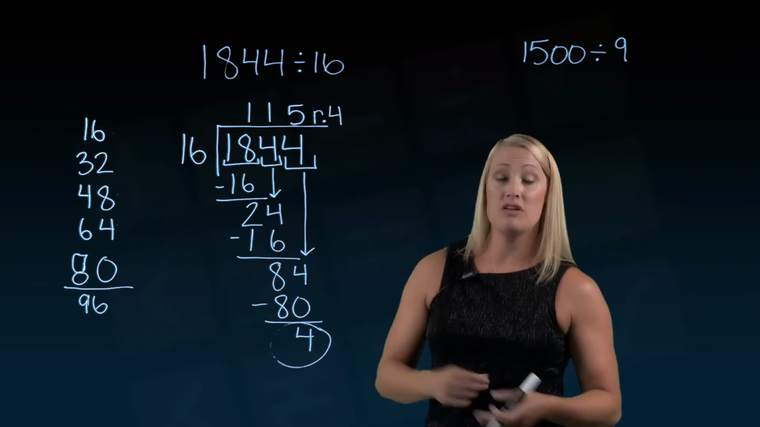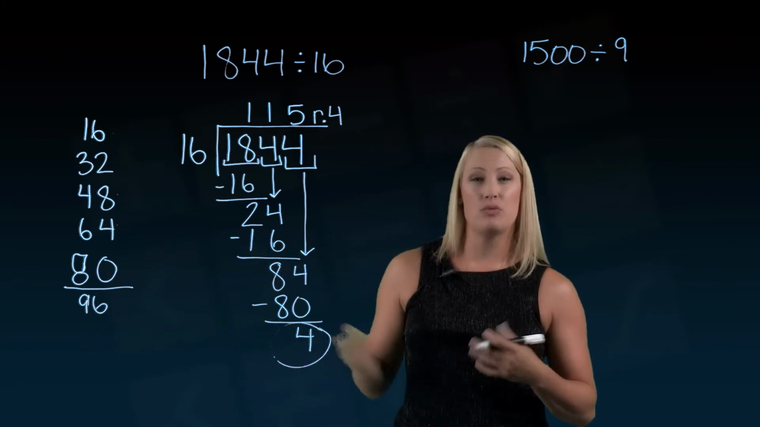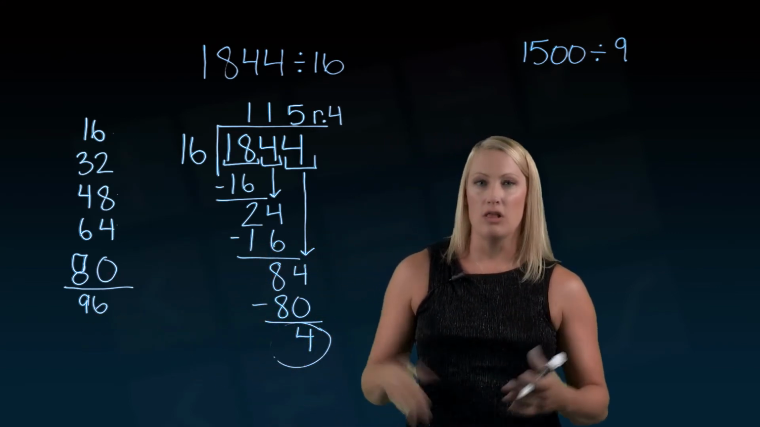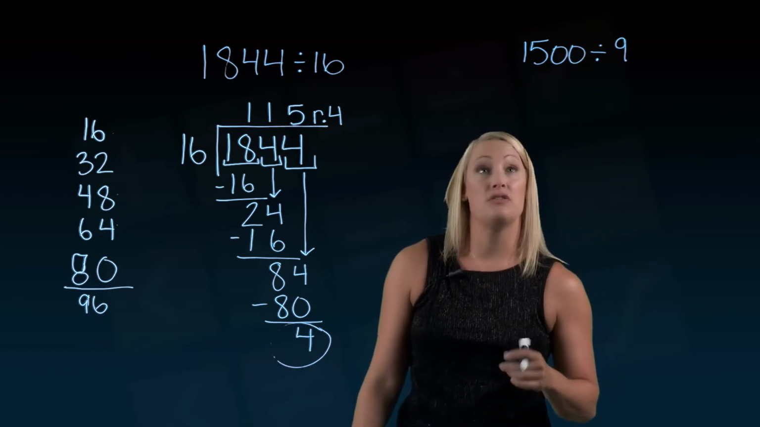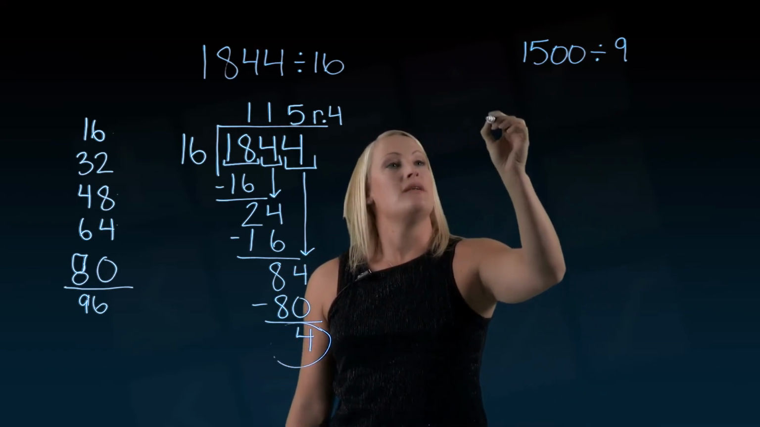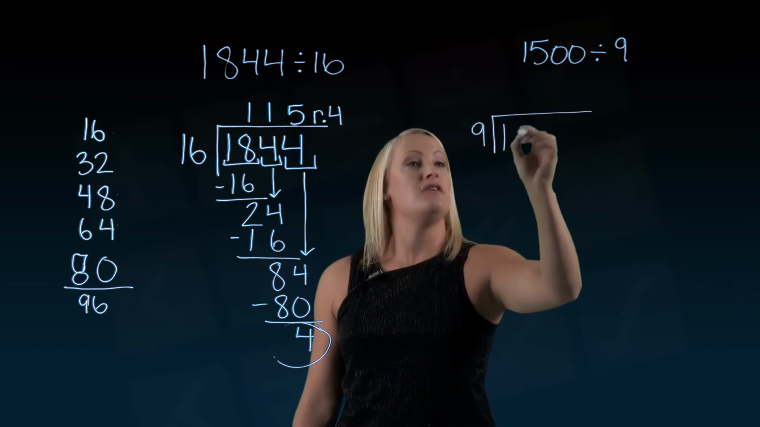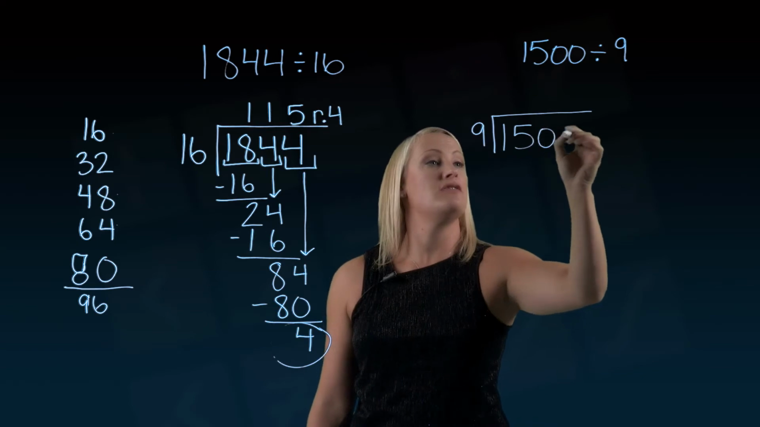You're trying to do long division without a calculator. Why not use that as help? Because I think that's where people struggle the most in long division. Let's take a look at another example. I've got 1500 divided by 9. So I'm going to put the 9 on the outside and the 1500 on the inside of my division sign.